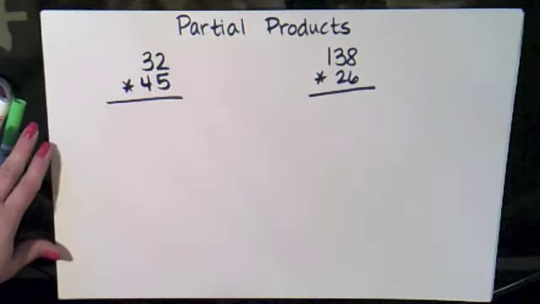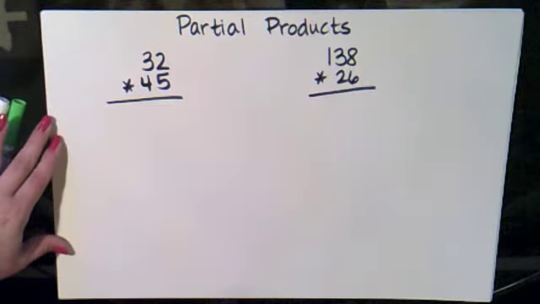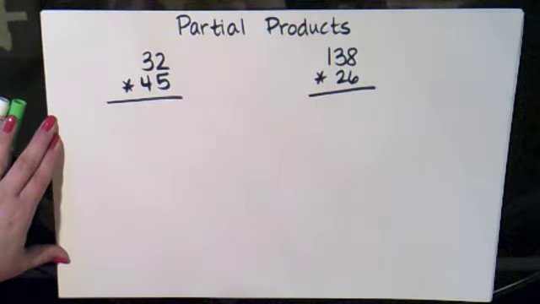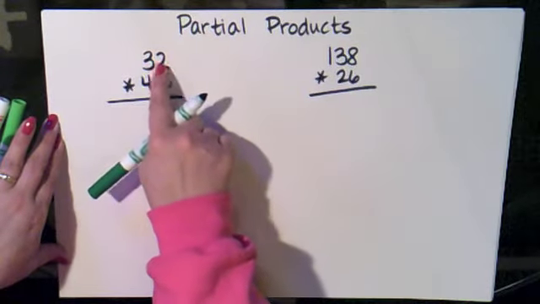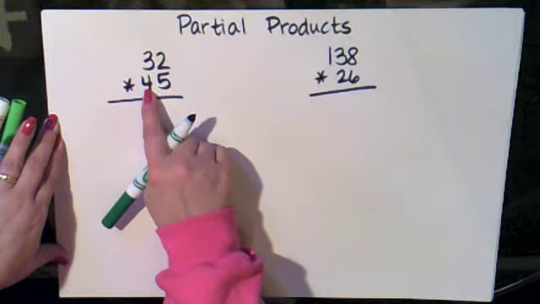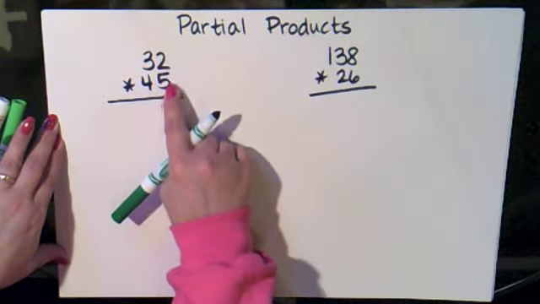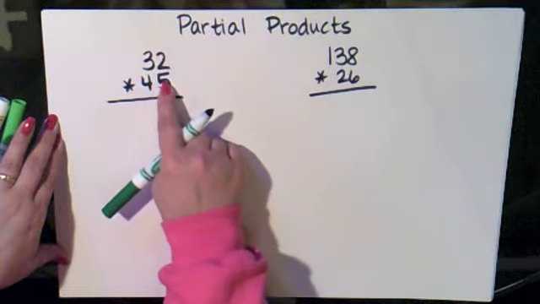Okay, we're going to do a partial products method. This is a multiplication strategy where we're multiplying the different parts and then add those parts together to get our total. I need to break apart 32 into 30 plus 2 and 45 into 40 plus 5. And then I need to multiply each part of 32 to each part of 45.